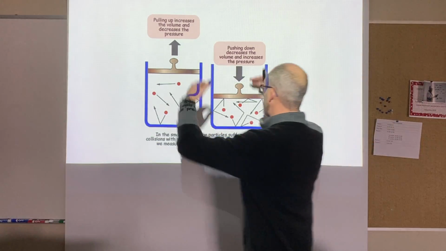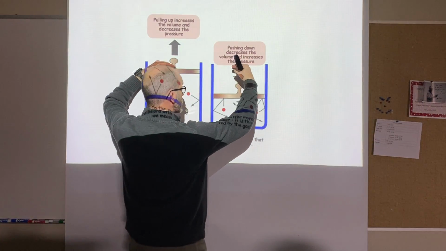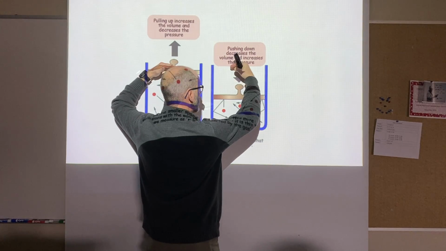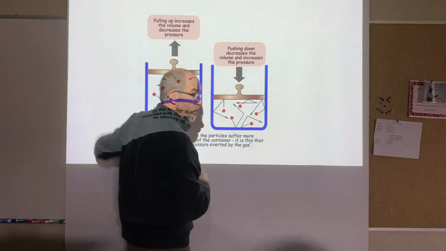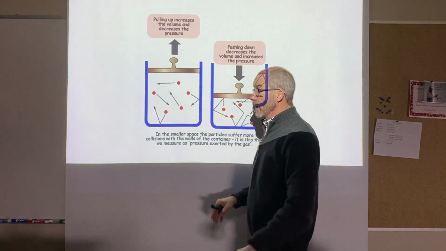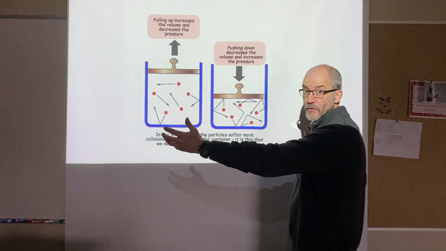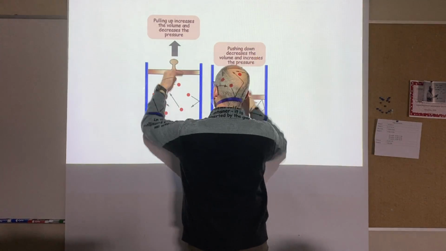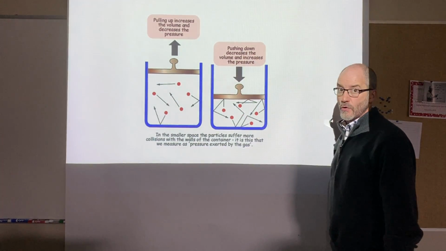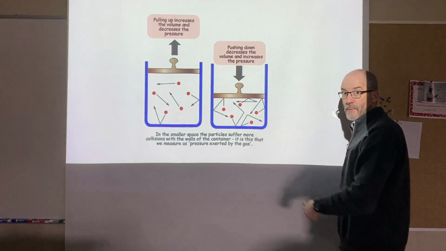So what are we really telling you? We're telling you that we have our 2 containers. We start out with the same volume, but we shrink the volume of one while we leave the volume of the other one the same. But what are we not going to do? We're not going to increase the external temperature or internal temperature, yes? So what will happen? What will happen is pressure will go up.